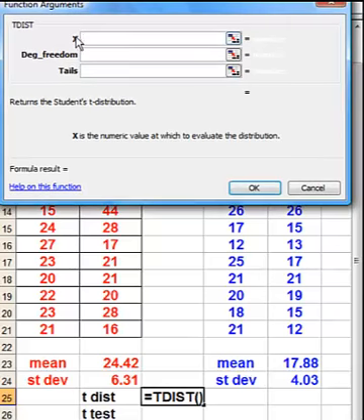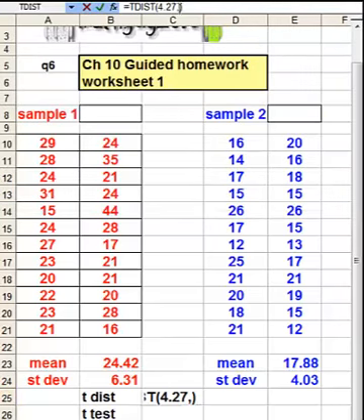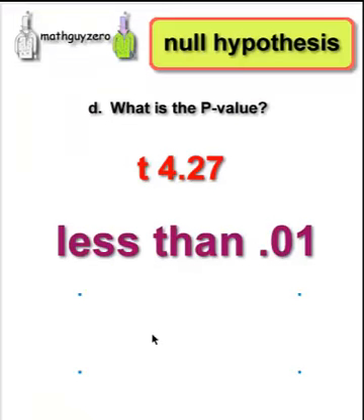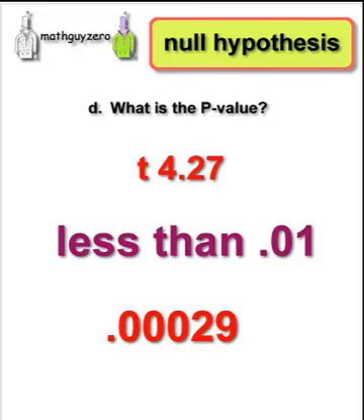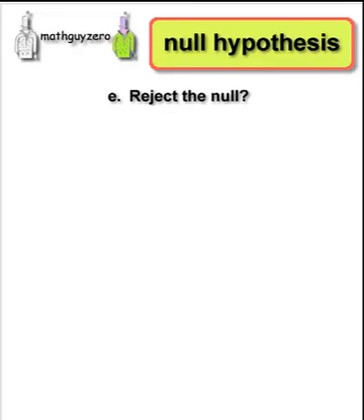And our t-test statistic was 4.27. Degrees of freedom is 24 minus 1, which is 23. And we're looking at a two-tailed test because it's not equal to. Click OK. There's the real area underneath the probability curve, 0.00029. So thanks to the power of Excel, we know the real probability. Let's go ahead and wrap up this test.